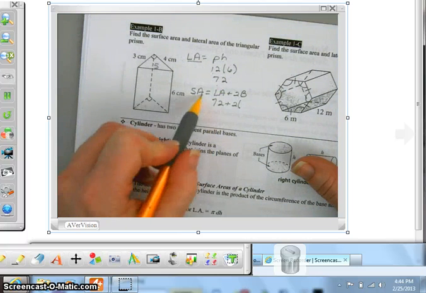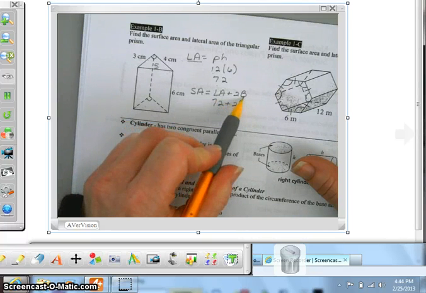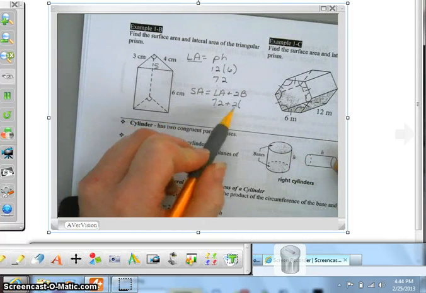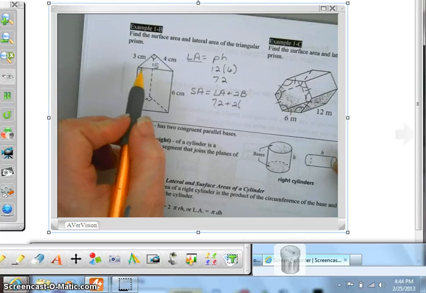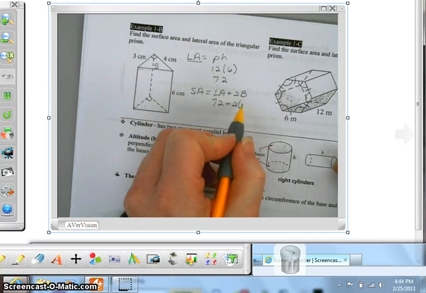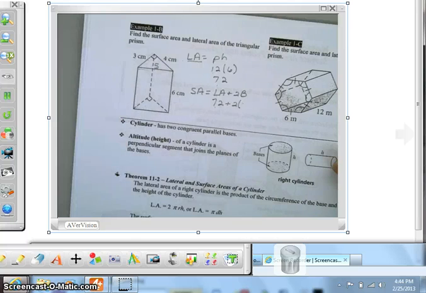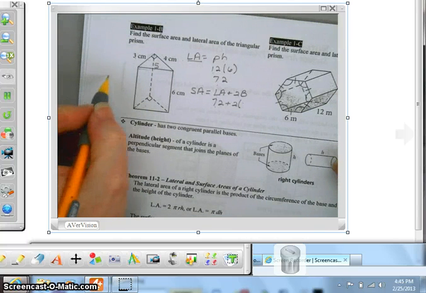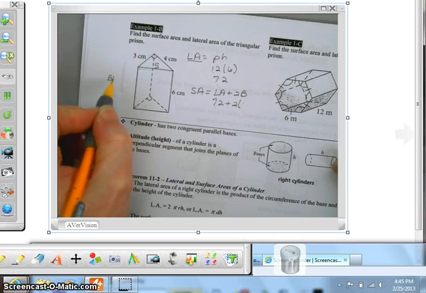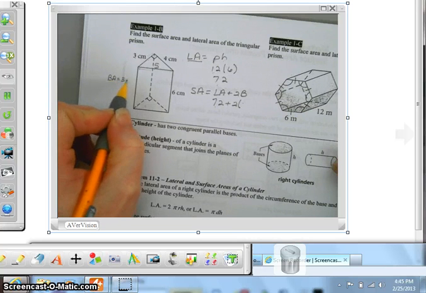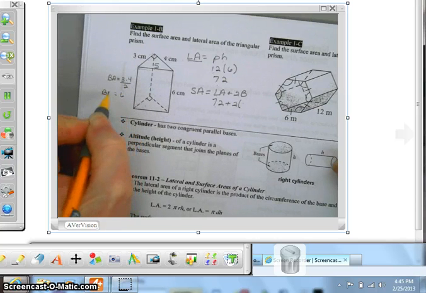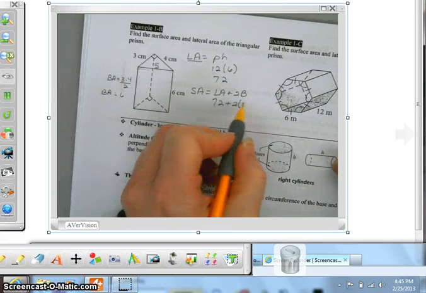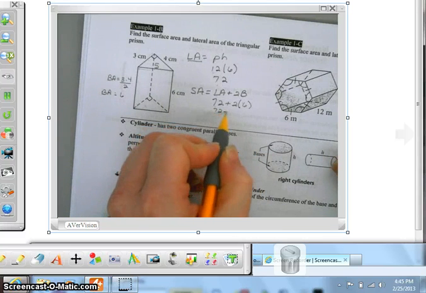Okay, your surface area is lateral area plus 2 times the base area. So your lateral area is 72 and 2 times your base area. And what's the area of the base? The base is a triangle, so it's 3 times 4 divided by 2. Let's put that over here. Your base area is 3 times 4 divided by 2, so that's 12 divided by 2, which is 6. All right, so your base area is 6. So we have 72 plus 12. That's going to give us 84.